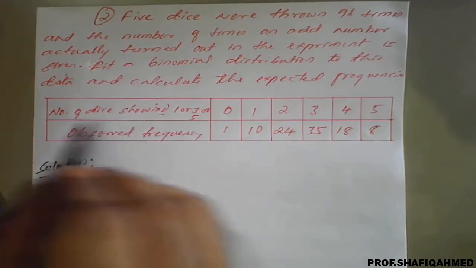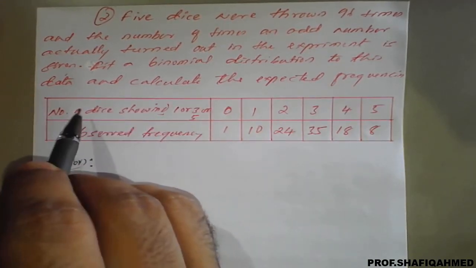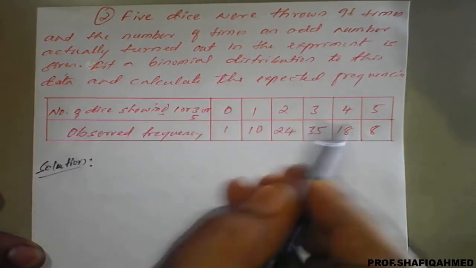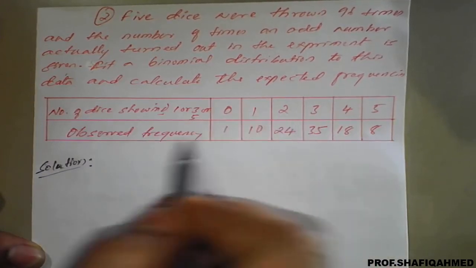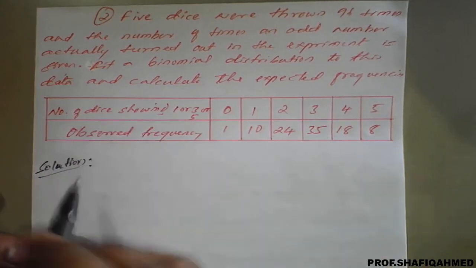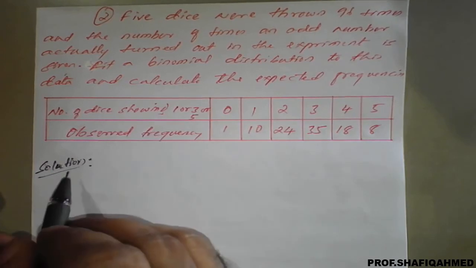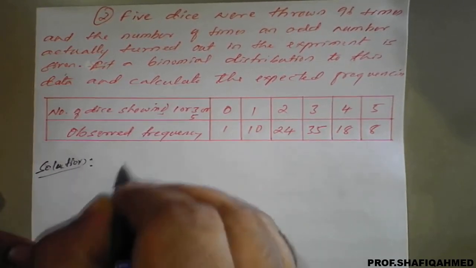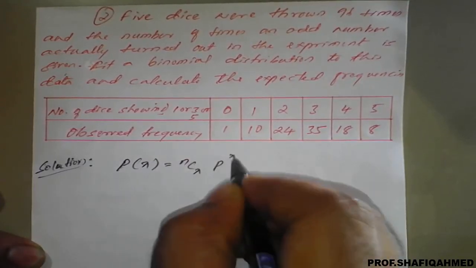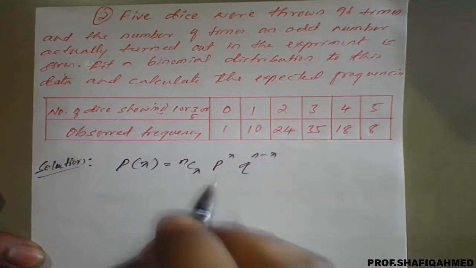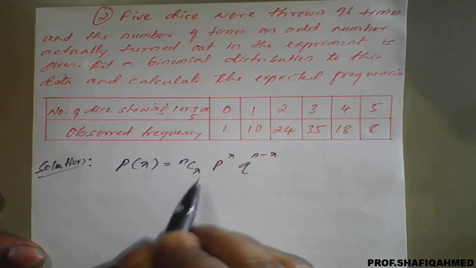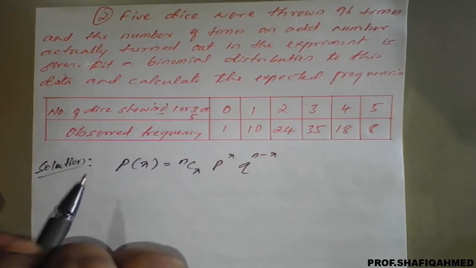So here they have given the table. When you throw 5 dice, we may get 1, 3 or 5, and these are the expected outcomes for the given number of dice with respect to their frequencies. First we need to find the probability. In binomial distribution, p of x is nCx p raised to x q raised to n minus x. So we need to find the values of n, p, q first, then we'll see the values of x and simplify.